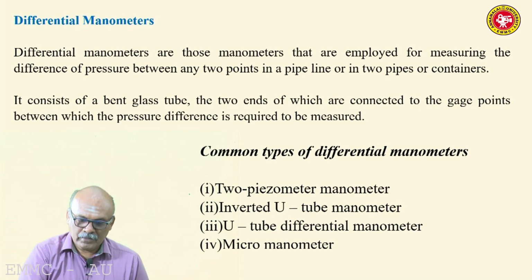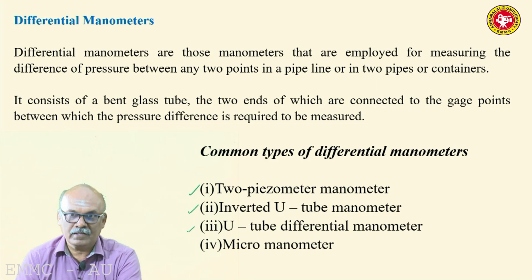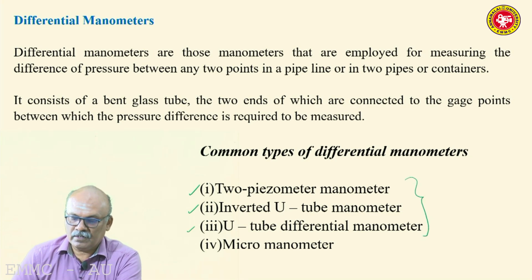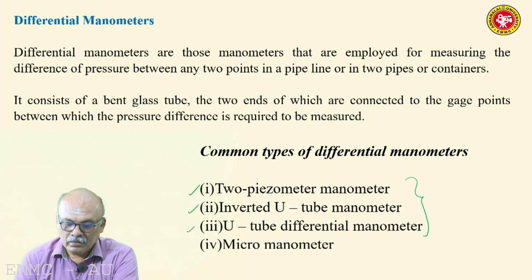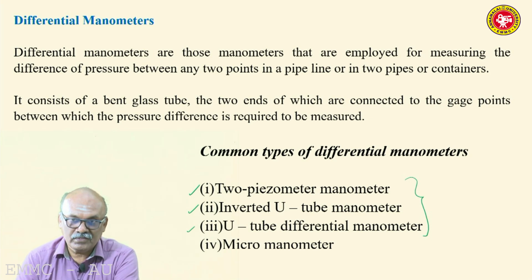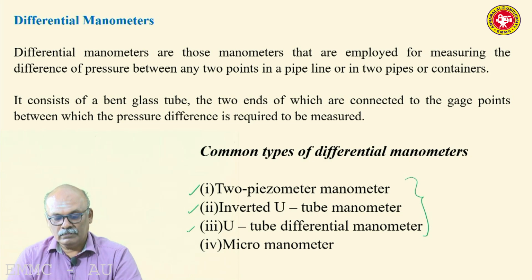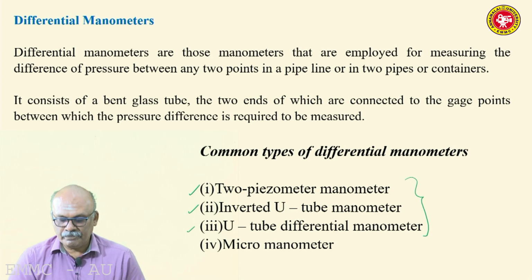The common types of differential manometers are the 2 piezometer manometer, inverted U-tube manometer, U-tube differential manometer, and micromanometers. Of course, micromanometers we will not be discussing. We will be discussing the first 3, of which the second and third are very commonly employed. Let us discuss these 3 in depth and also work out sample problems involving these 3 types of differential manometers.